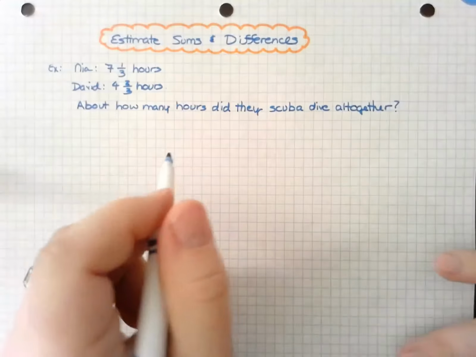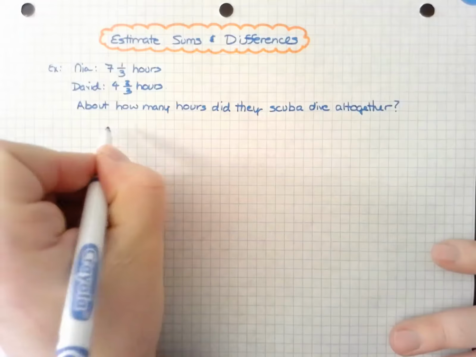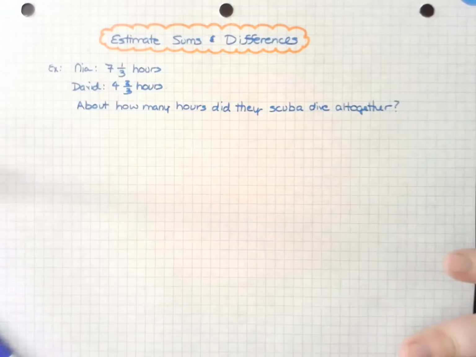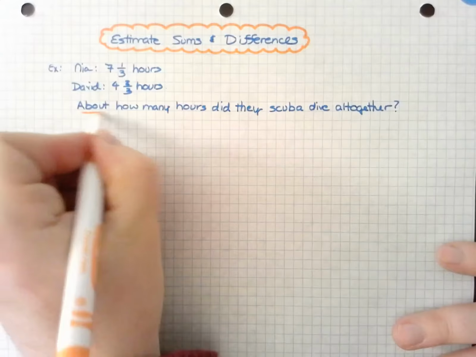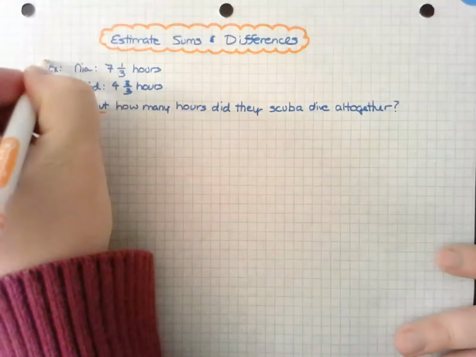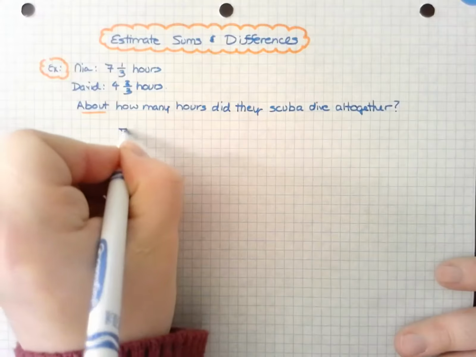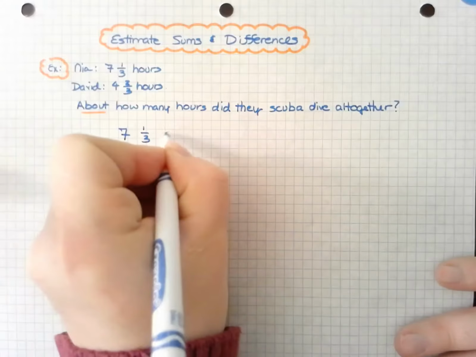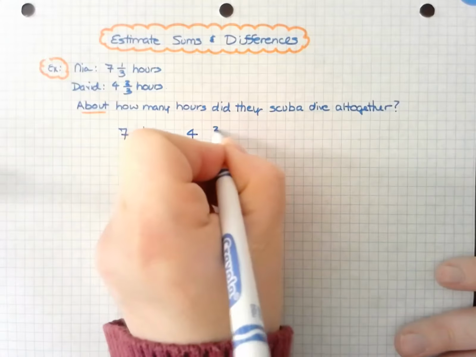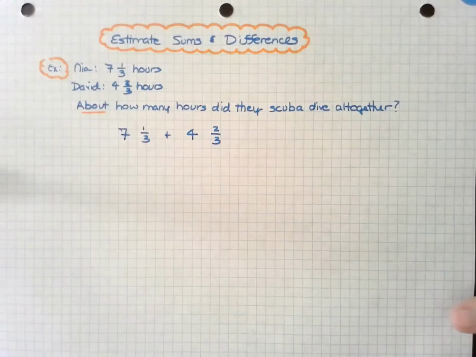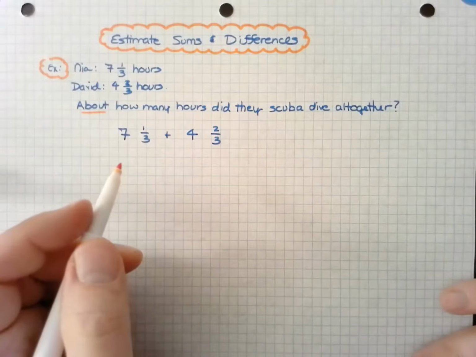Well, I can rewrite this as an addition problem, and I know that I'm going to round because of the word about. So I can take 7 1/3 plus 4 2/3. And now I look at the fractions of each of those mixed numbers.